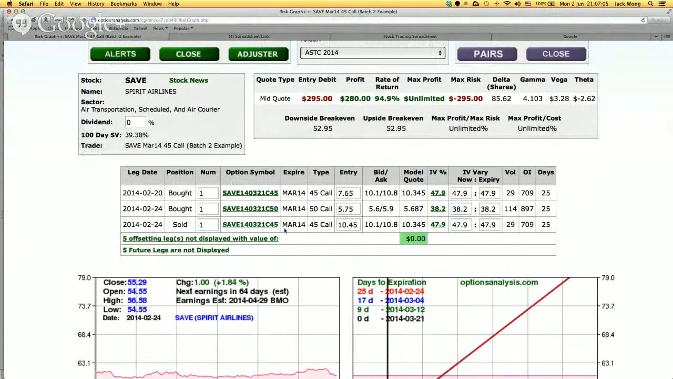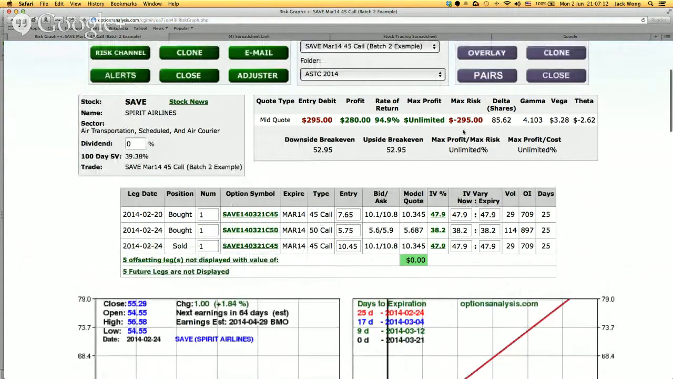So how do I do this? I sell the March 45 call and buy the March 50 call. As a result, you see that the risk is down from 765 all the way to 295. So we have carved out almost $500 of risk, which is good.